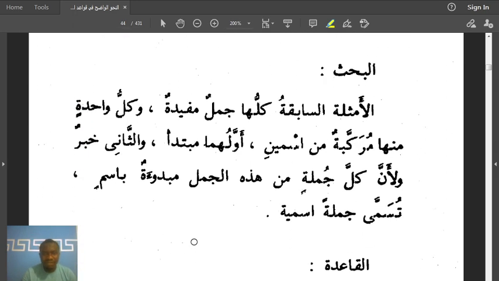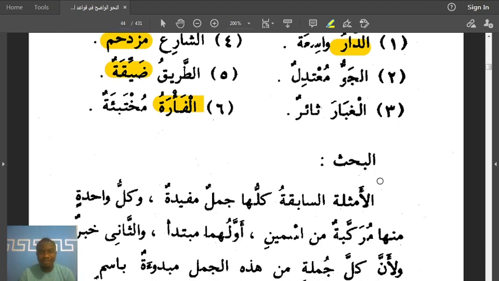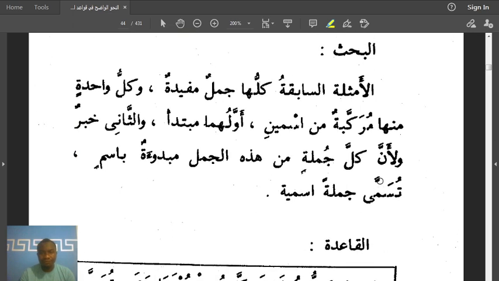Okay, let's look at the explanations. Oh no, we've left one example. Al-fa'aratu, the mouse, a feminine mouse. Mukhtabi'atun is hiding. The mouse is hiding. Okay, al-bahth, let's look at the explanation.